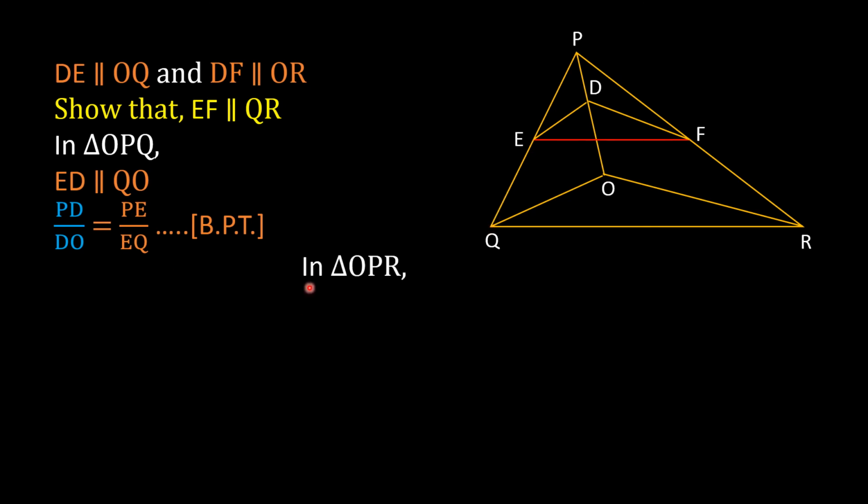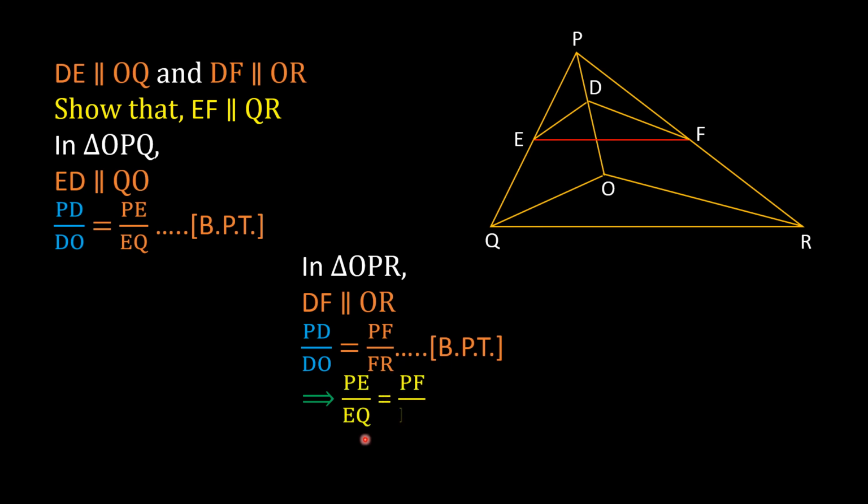And in triangle OPR, we have DF parallel to OR. So we again can apply the basic proportionality theorem and write PD divided by DO equals PF divided by FR. Now, in these two ratios, the left hand side is the same. So we can equate the right hand side.